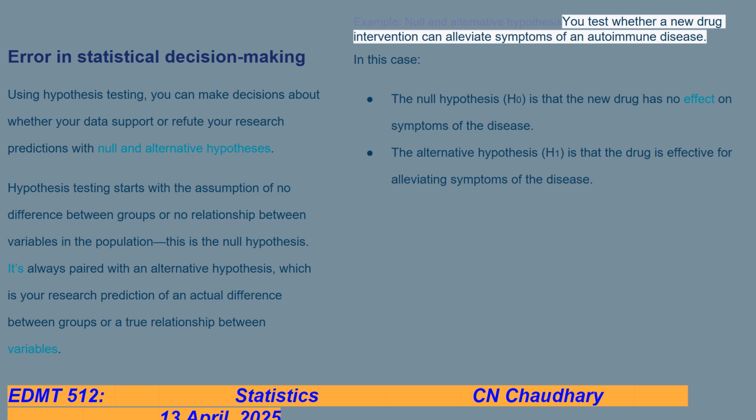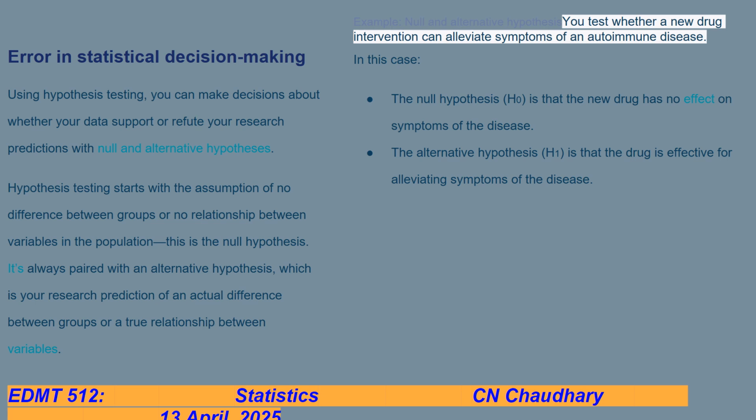Hypothesis testing starts with the assumption of no difference between groups or no relationship between variables in the population. This is the null hypothesis. It's always paired with an alternative hypothesis, which is your research prediction of an actual difference between groups or a true relationship between variables.